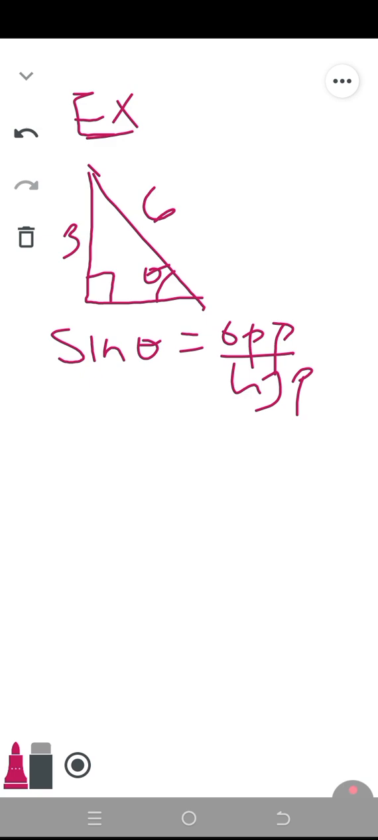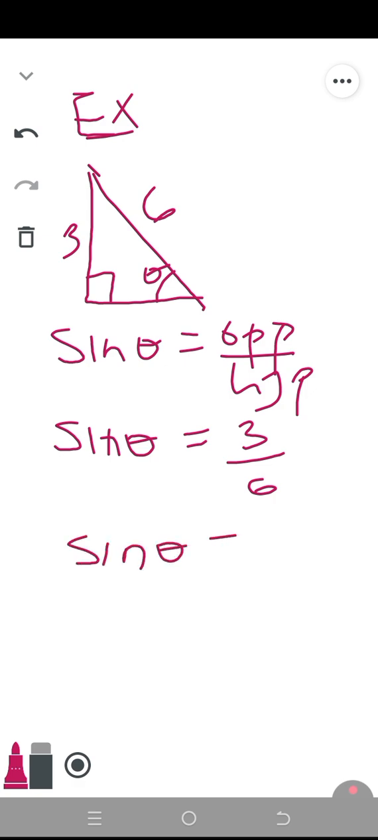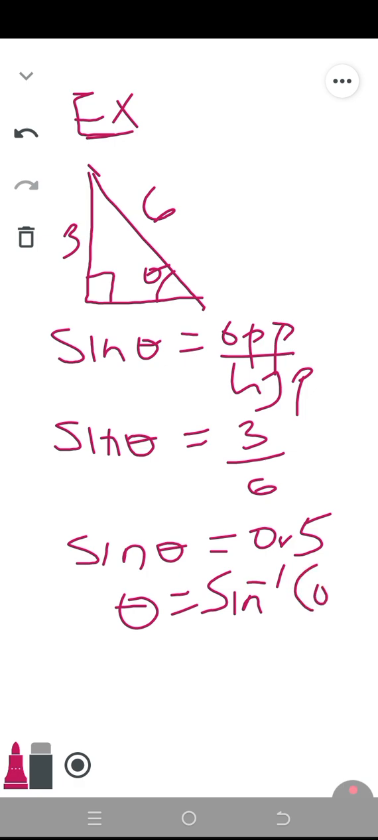So from here, sine theta, because the opposite is 3 and the hypotenuse is 6. So sine theta is equal to 0.5, right? So we are looking for theta, not sine theta. From here, what will be theta? Theta will be sine inverse of 0.5, right?